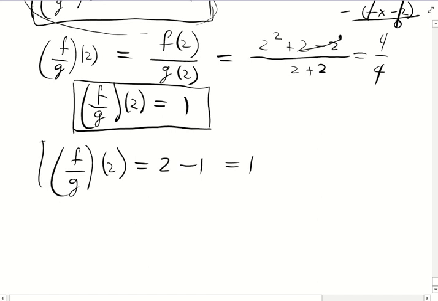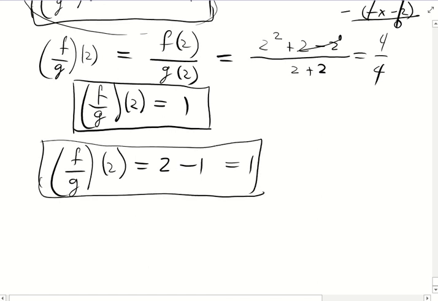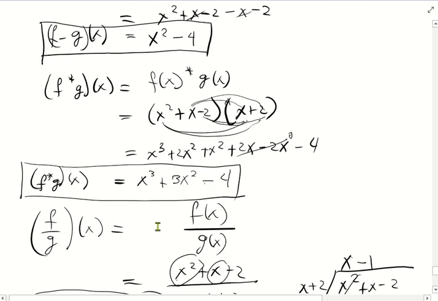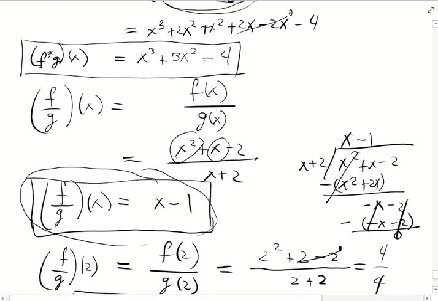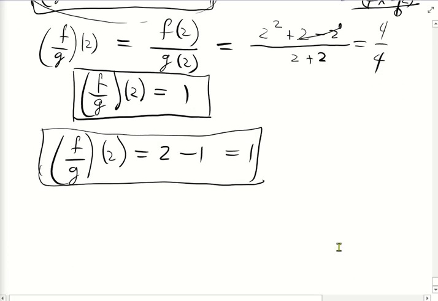So this means either way, if you substitute first before you combine, or you combine first before you evaluate, it's the same answer. You will arrive with the same solution. So this is combination, arithmetic combination of functions. There is another type of combination, the more difficult type.